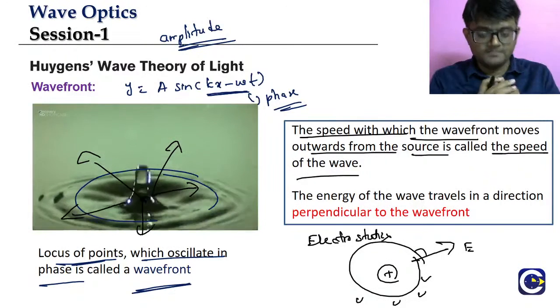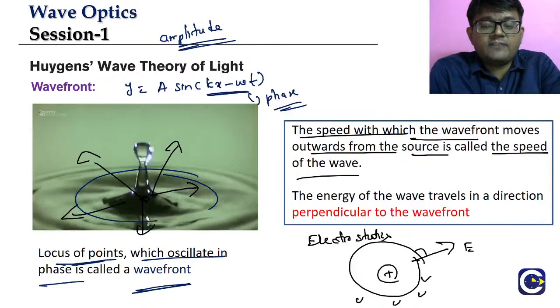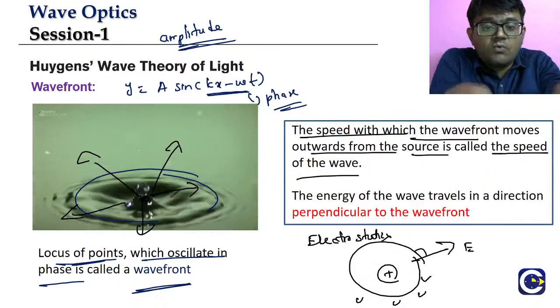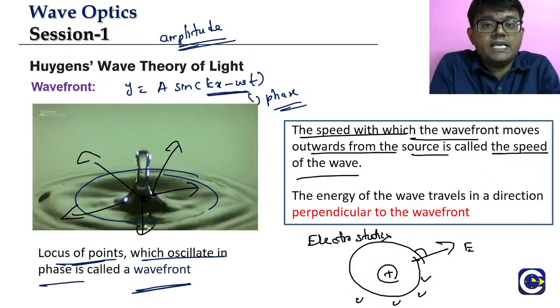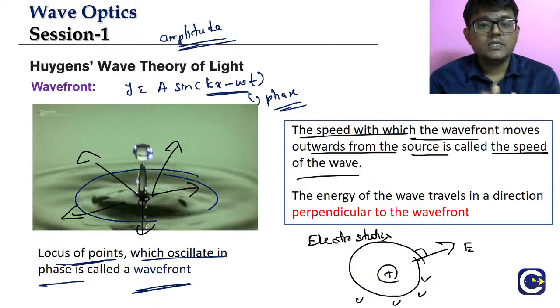Now here you can tell, when we observe the surface of the water where we have created a ripple, what is the shape of the wavefront you are able to see? You are able to see a circular boundary. So the shape of the wavefront is what? It is a circular shape.